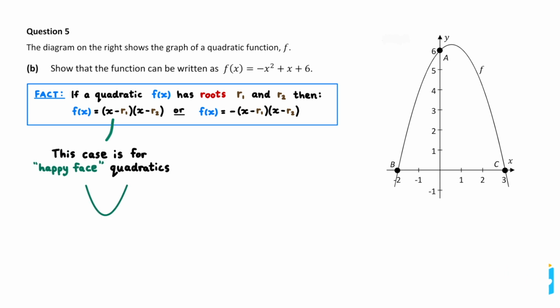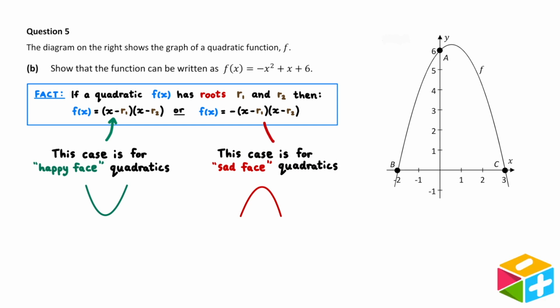The first case is for happy face quadratics, where the function shoots upwards in both directions. The second case is for sad face quadratics, which go downwards in both directions. Since our function resembles a sad face, we will use the second option. F of x is equal to minus x minus r1 times x minus r2.